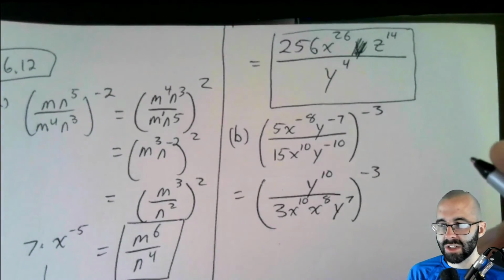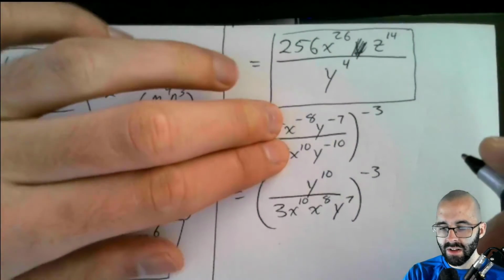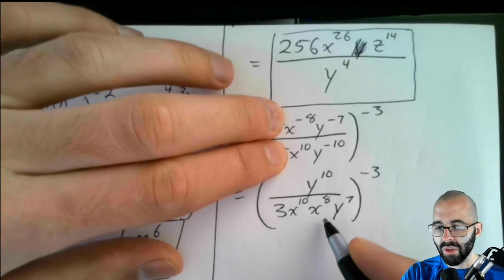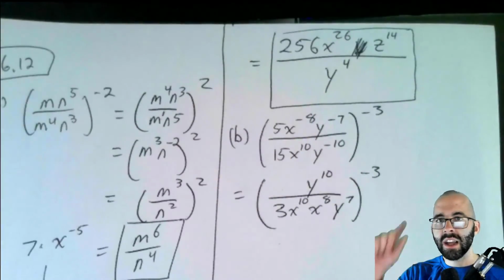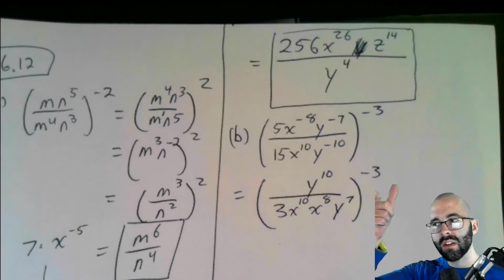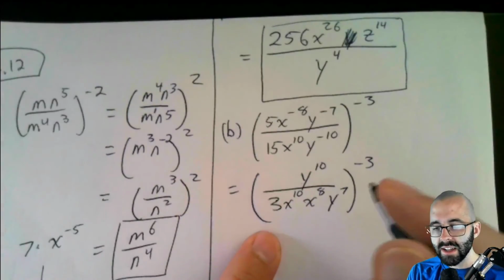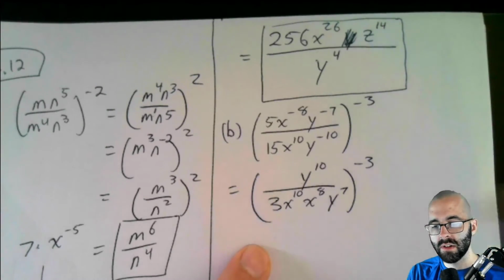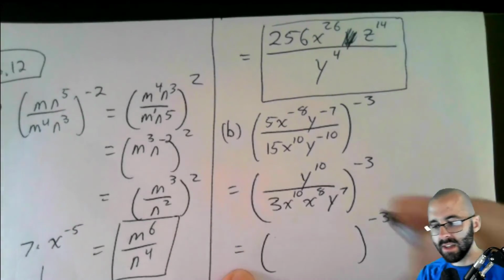So let's double check to make sure we didn't miss anything. 5/15 we dealt with. The x's, yep, we dealt with both of those. The y's, yep, we dealt with both of those. Negative exponents are moving things from top to bottom and bottom to top. Now the inside can get simplified a little bit more. So let's keep the -3 on the outside and keep simplifying.